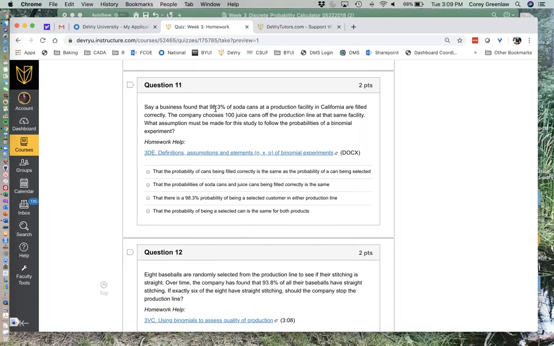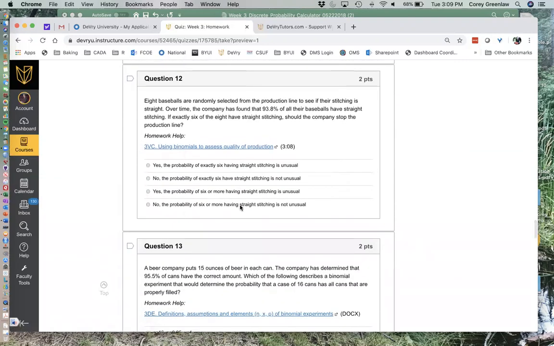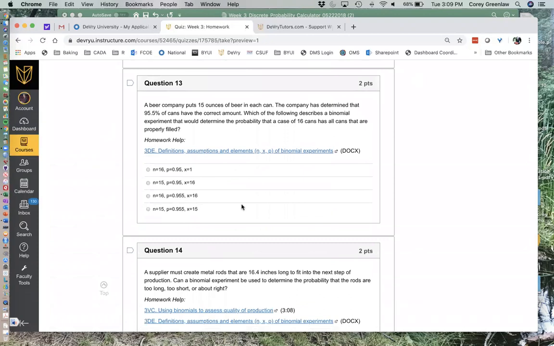So say a business found that 98.3% of soda cans out of production are filled correctly. The company chooses 100 juice cans off the production line in the same facility. What assumption must be made so that this study follows the probability of the binomial experiment? So you'll read about the binomial experiment assumptions. I'm going to let you do that. I want to be able to look at some of the other areas.